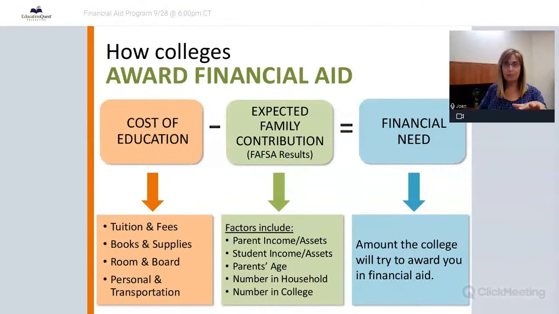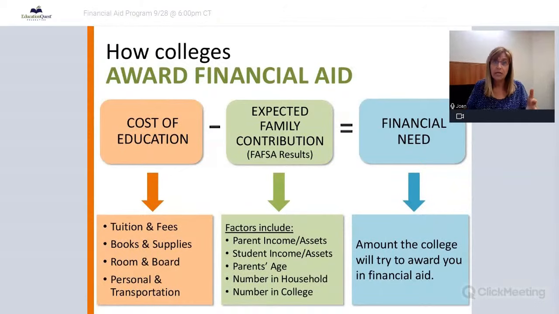Here's a very simple form. We've learned all about the cost of education, how the colleges determine it, what it means. We've learned about the expected family contribution, how the government calculates it with the FAFSA results based on income, assets, and asset protection allowance, etc. So the cost minus the contribution equals the financial need of the student. You'll see in that bottom right-hand box, here is the amount the colleges are going to try to award the student in financial aid. This is what it all gets down to. We learned all of that information on this one simple formula. Cost minus contribution equals the need of the student.